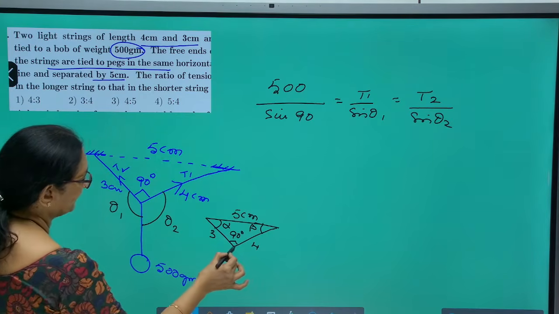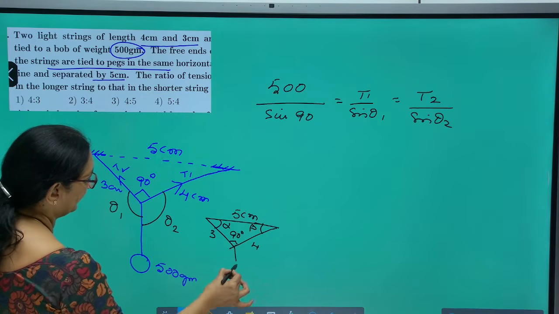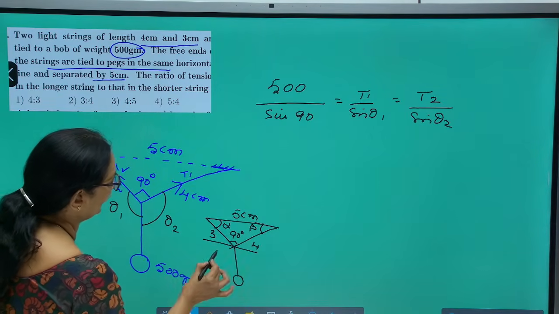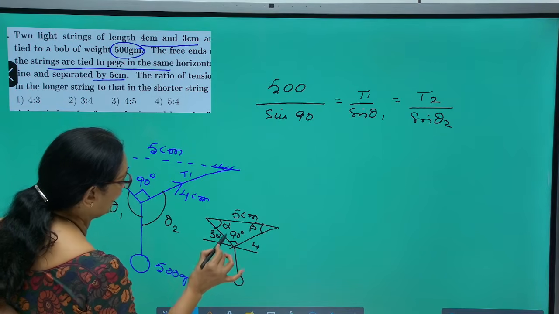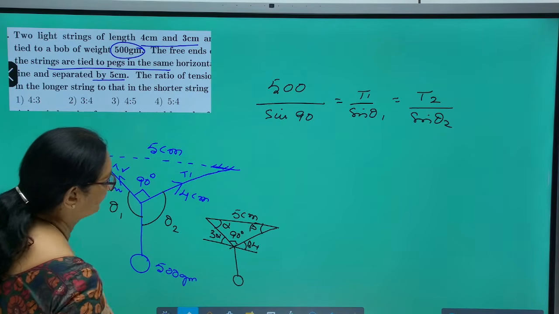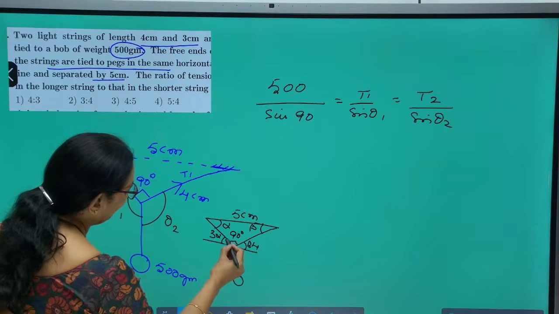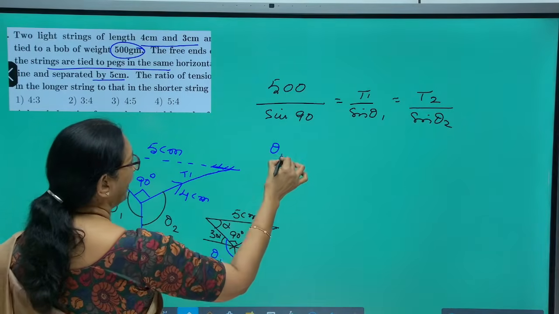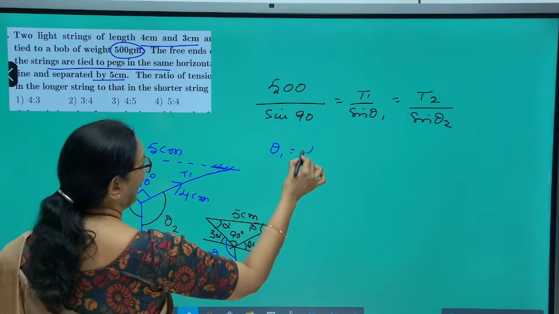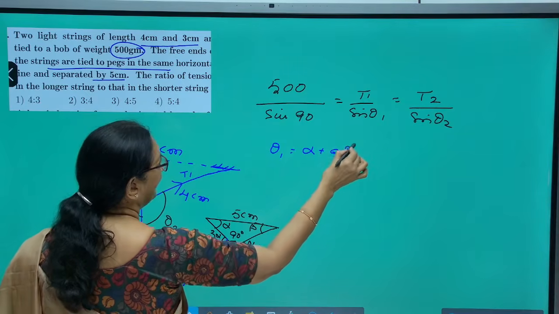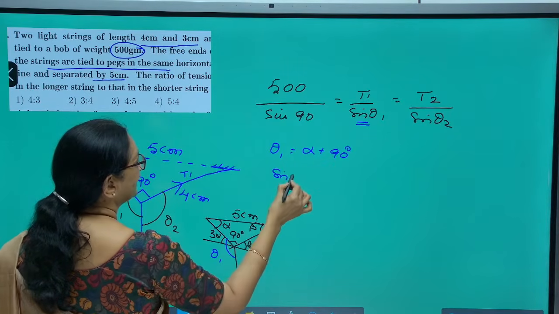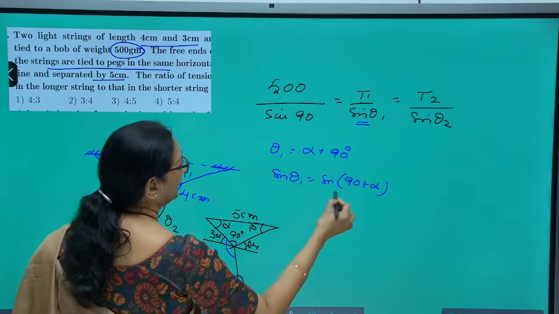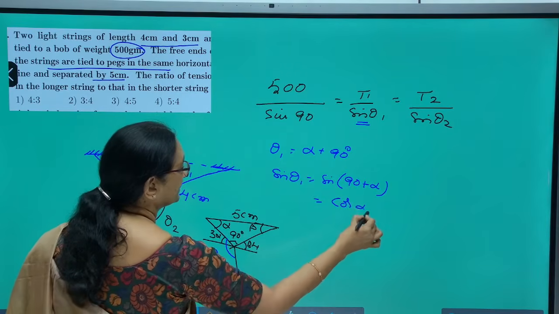This is mg here. So, if you draw a line here, this angle is alpha, this angle is beta. So, from this, angle theta 1 is equal to alpha plus 90 degrees. Here we want sine theta 1. Sine theta 1 is equal to sine of 90 plus alpha. Sine 90 plus alpha is cos alpha.